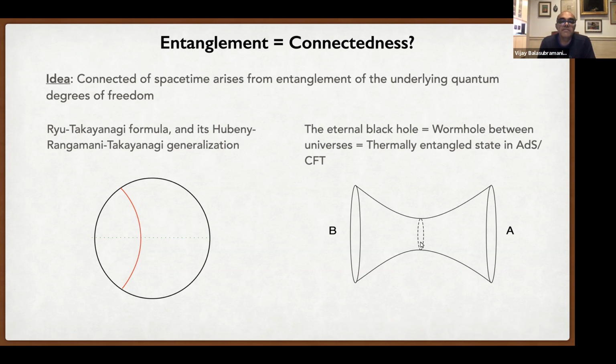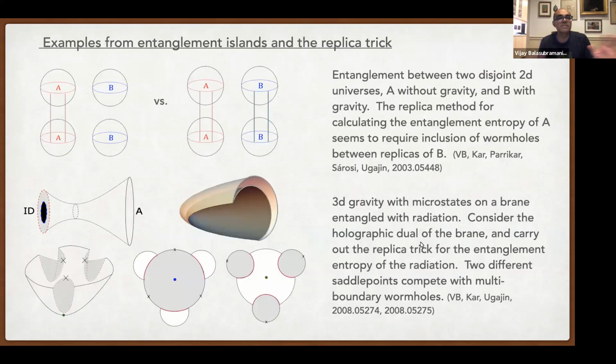Another interesting piece of evidence from more recent work has to do with the whole islands formula and the replica wormhole. So now this is an audience which contains many experts in the subject, and so not to repeat that work, which I'm sure many of you have heard about, I'll give you two examples of how this is supposed to work from some of our own work. So here's another example of a different sense in which entanglement is supposed to be related to wormholes.